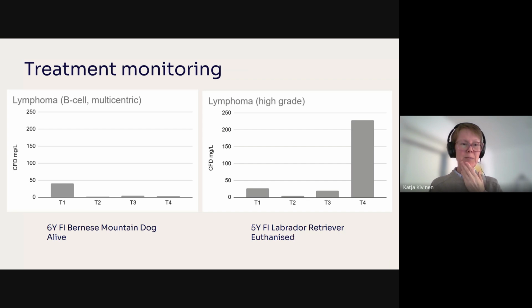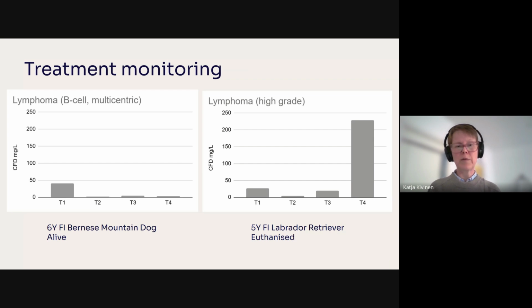So here are two examples of lymphomas. On the left-hand side, a 6-year-old female Bernese mountain dog who initially had quite a lot of cell-free DNA, but then responded really well to CHOP treatment. And since then, all of the subsequent samples have shown very low levels of cell-free DNA. This level is already what we would expect in healthy dogs, so it's looking quite promising.